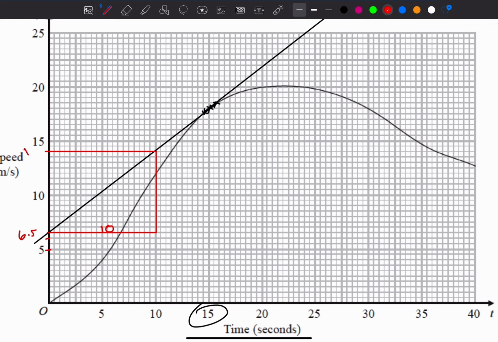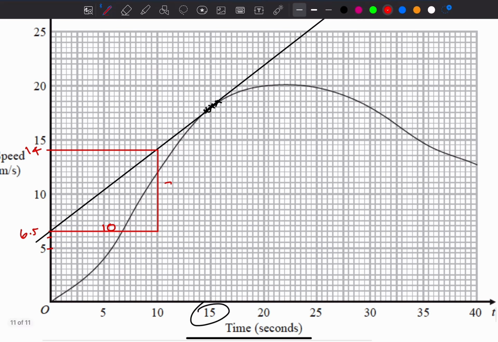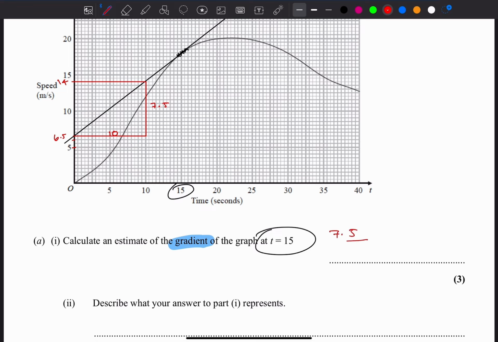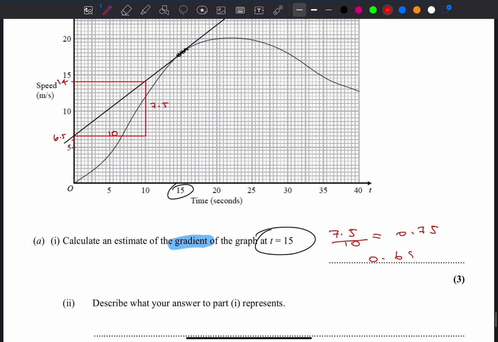This is 6.5, and that's 14, I think. So 14 to 6.5. How much is that? 7.5. If I do 7.5 divided by 10, changing y over changing x, that is 0.75. Any answer between 0.65 and 0.85 is okay. Anything between that is good enough, but this is my answer.